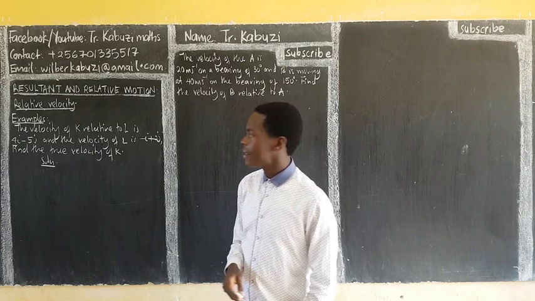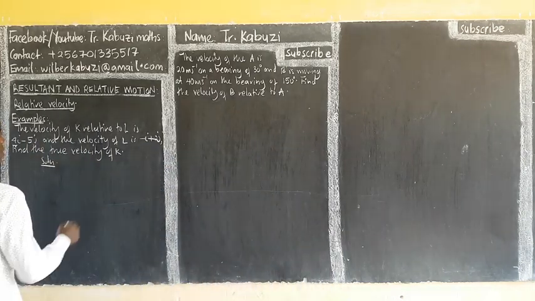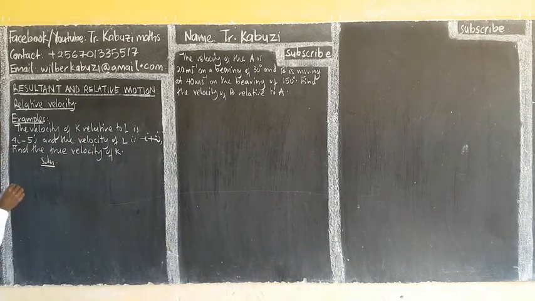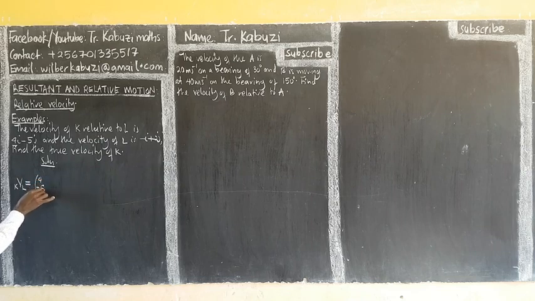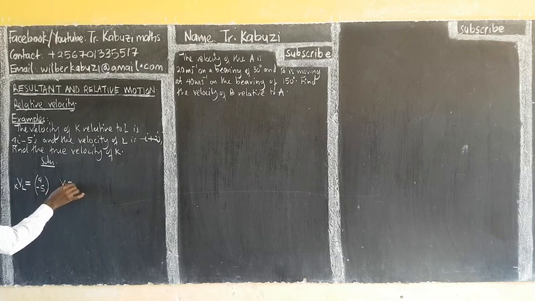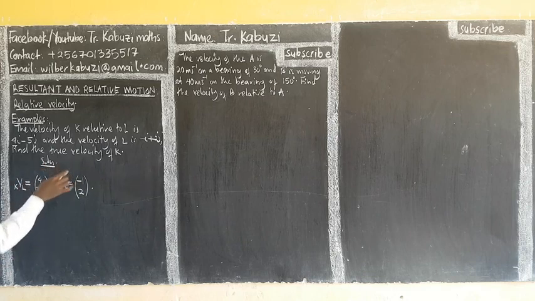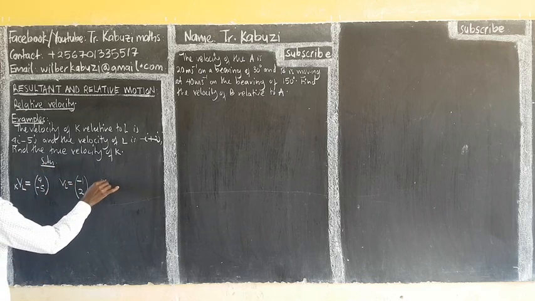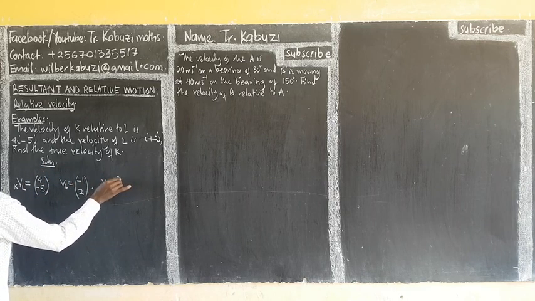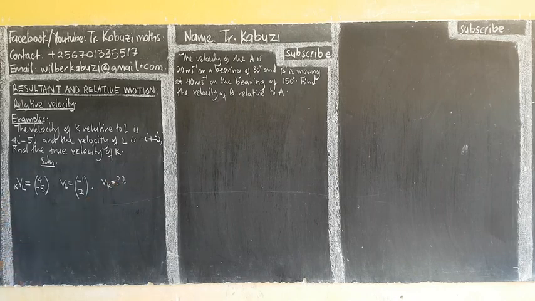So first of all, we summarize what they are giving us. K relative to L is given as (4, -5). Then the velocity of L is (-1, 2). Then they are asking us to get the true velocity of K. They want us to get the velocity of K. So we first start with this.